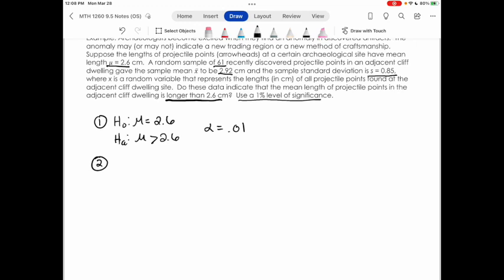Step 2, we're looking to decide on what distribution we're going to use and find our test statistic.